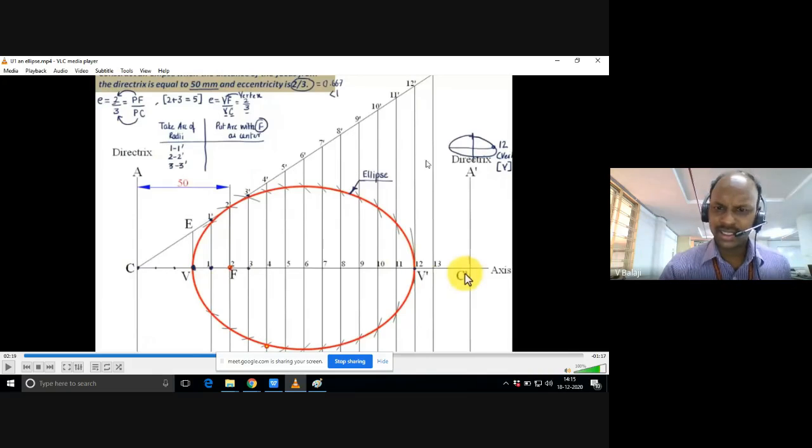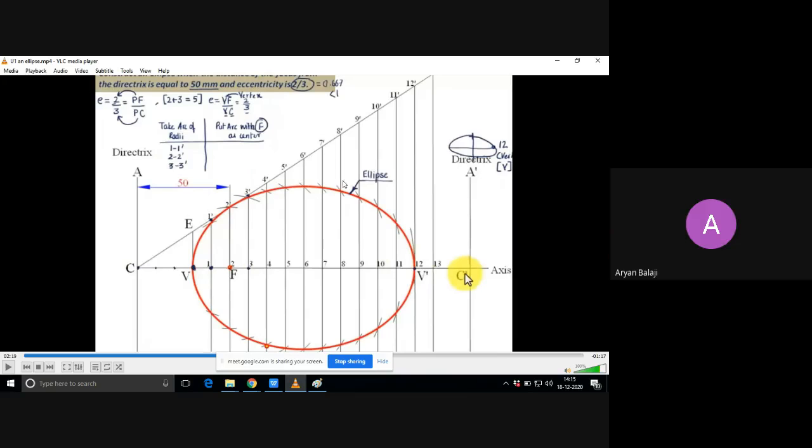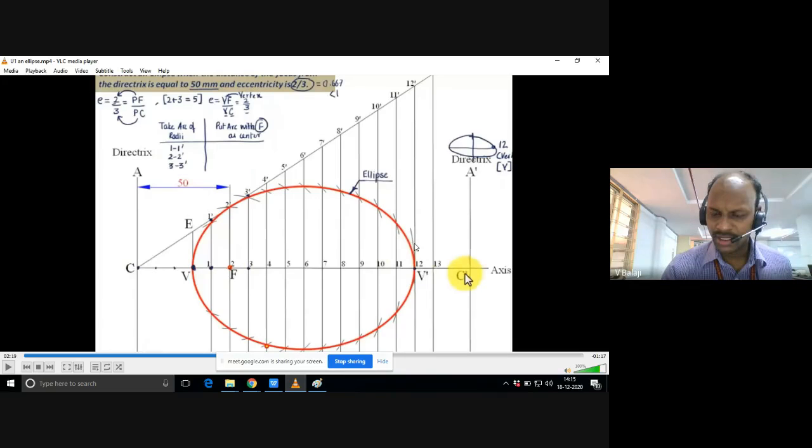The arc radius is increasing, but the focus is on the left hand side, right? On the right hand side the arc is coming down. Finally it closes. Till it closes, you need to take a number of points. There is no rule that you need to take 10 points, 11 points, not like that. Till the curve closes, you need to take a number of points. And that by practice you will come to know.